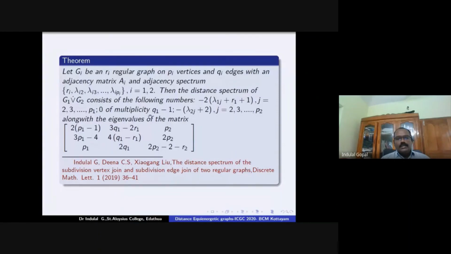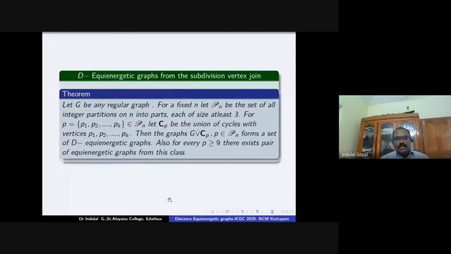We obtained that the distance spectrum of G1 subdivision vertex join G2 consists of these numbers: -2 lambda ij plus r1 plus 1, and minus lambda 2j plus 2, along with the eigenvalues of this matrix. And using this, we propose this theorem. Actually, this was not included in that paper.